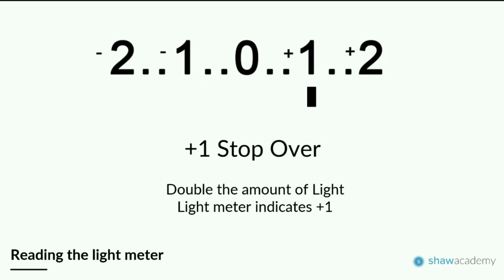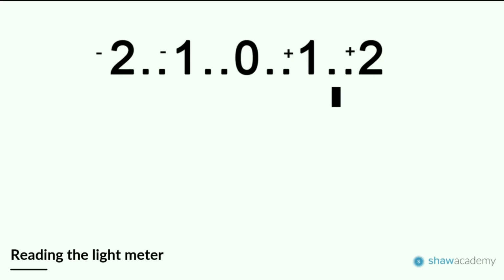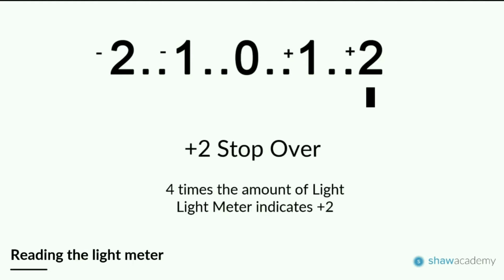So if I saw +1, I would know before I even took the photograph that the image is going to be overexposed. Twice as much light is going to come in, so I'd have to make an adjustment based on that. We've got 2 stops over, and it doubles again, so it goes up to 4 times the amount of light, so it multiplies. So we had double the amount of light when it was at +1, but then it'll double again and it'll go all the way up to 4 times the amount of light if the light meter is indicating +2, 2 stops over.